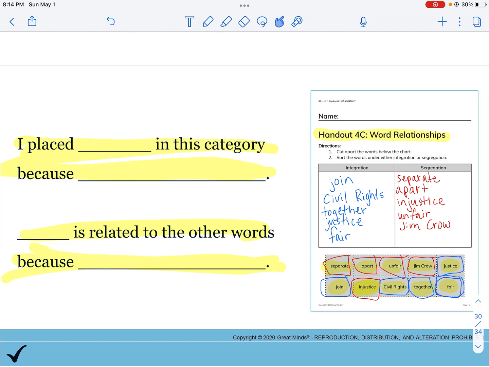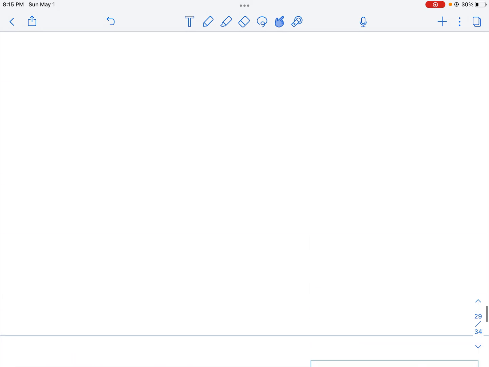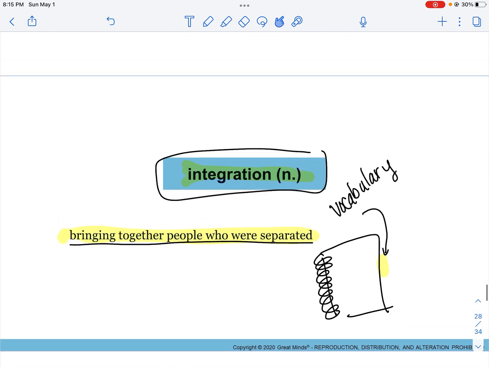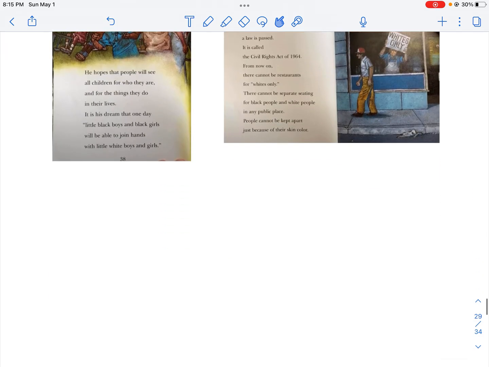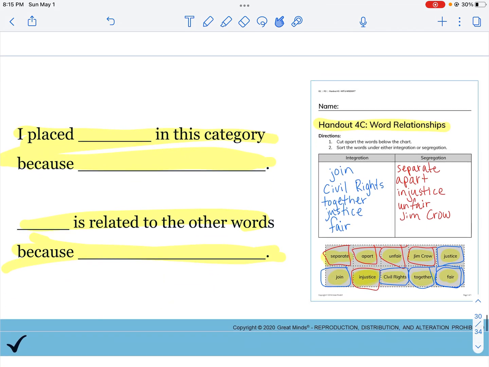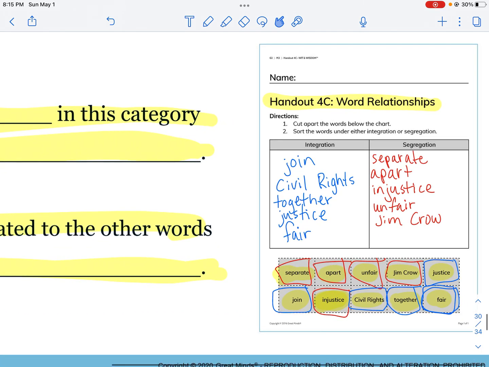So for this deep dive, you had a couple tasks that need to be done. You have to write integration and the meaning of the word in your vocabulary notebook or vocabulary section of your notebook. So make sure you do that. And then you need to make sure you completed handout 4C. If you did both of those things, you are done with the deep dive.